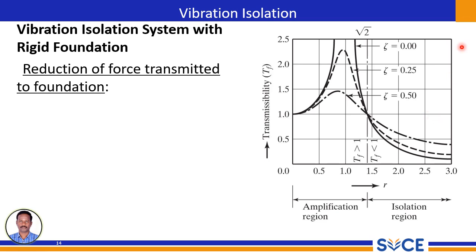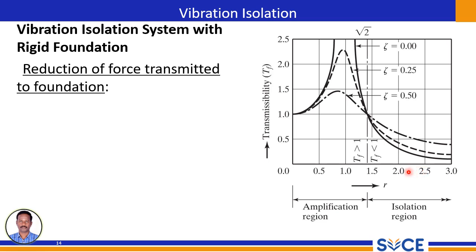The graph is divided into two regions, the amplification region and the isolation region. In the amplification region, where T_R is greater than 1, the transmitted force is greater than the applied force. In the isolation region, where T_R is less than 1, the transmitted force is less than the applied force.